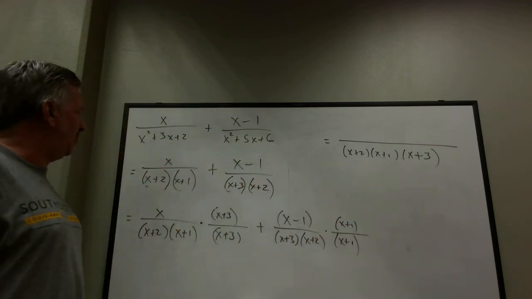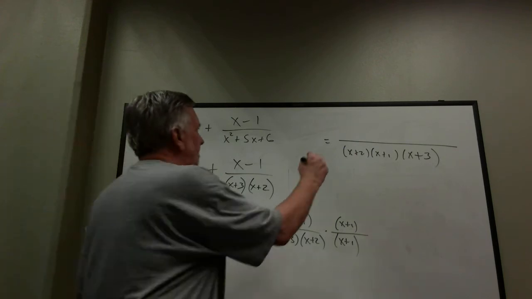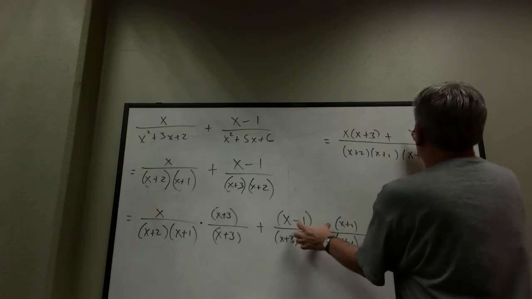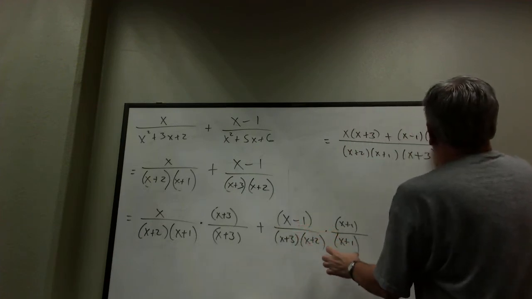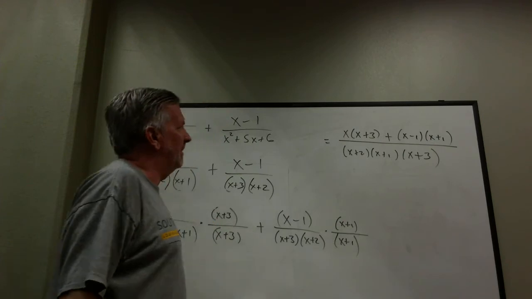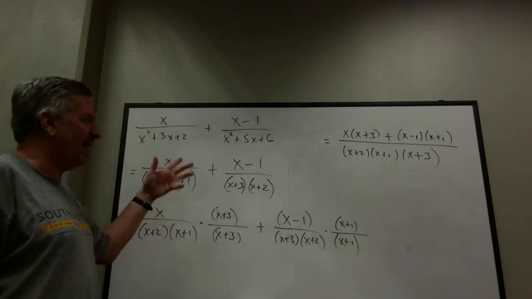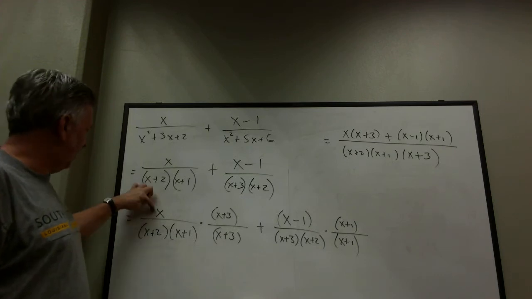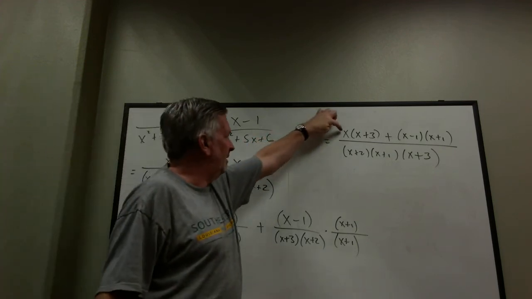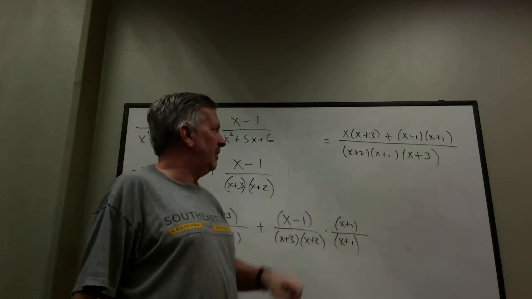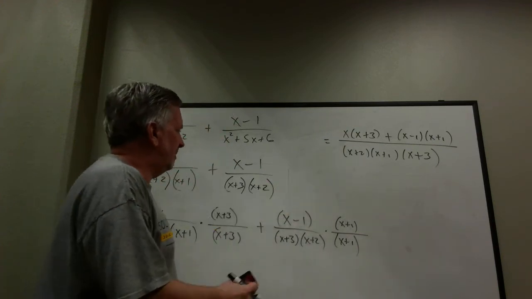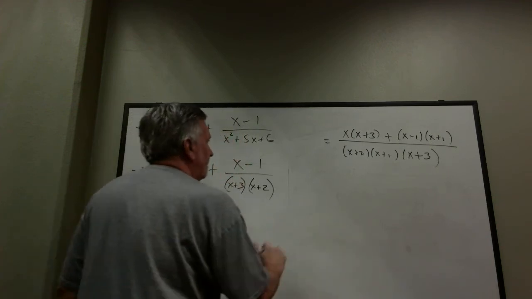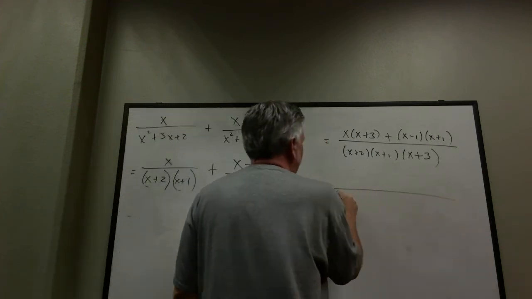Okay, so now we have the numerator. Let me go ahead and write this out. So I have x times x plus 3 plus x minus 1, x plus 1. I could have gone ahead and multiplied that out, but I'm taking my time. So this times this is the numerator for this one, and that times that is the numerator for that one. Okay, I'm going to make a little room here. Again, the denominator I'm going to leave alone.